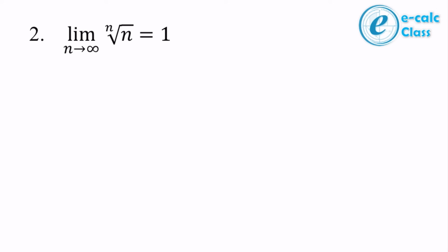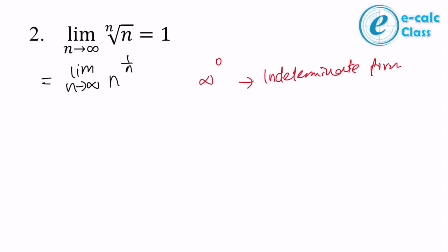Then the next one is the limit as n approaches infinity of the nth root of n. This is a little bit not so straightforward. Let me write this in exponent form so that it's easier to see. If you put in infinity, it will be infinity to the power of 1 over infinity, which is 0, and this is actually an indeterminate form. Remember the 7 indeterminate forms, only 2 of them can use L'Hopital's rule. So we need to somehow adjust this such that it can be evaluated.